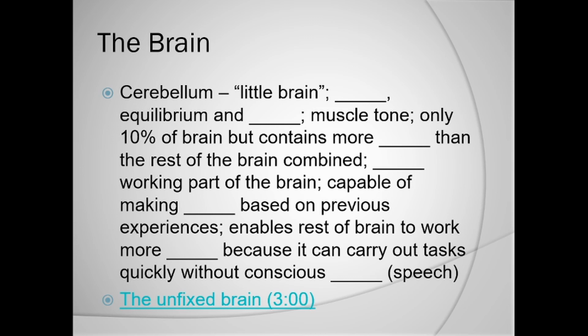Now the cerebellum is only about 10% of the brain volume, but it contains more neurons than the rest of the brain combined. So you take the brain stem and the cerebrum, the remaining 90%, and the cerebellum has more neurons than all the other brain tissue combined. So there must be so much going on in the cerebellum, a lot of which we don't know.